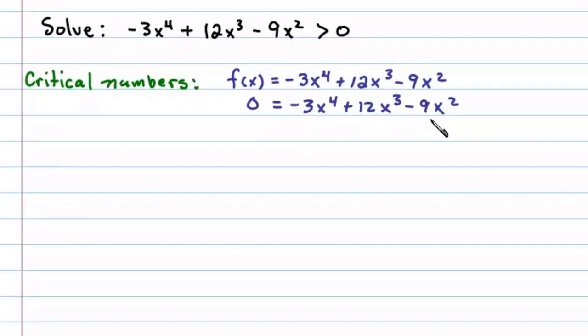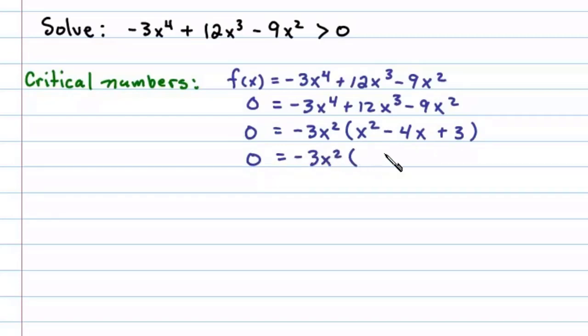In this case, we notice there's a GCF. The GCF is 3x squared. We could solve this by factoring. In fact, let's go ahead and factor out a negative 3x squared. Doing that, we'll be left with x squared minus 4x plus 3. Factoring further, we have negative 3x squared times x times x, 1 times 3. If they're both negative, that adds up to negative 4. Negative 1 times negative 3 is positive 3.